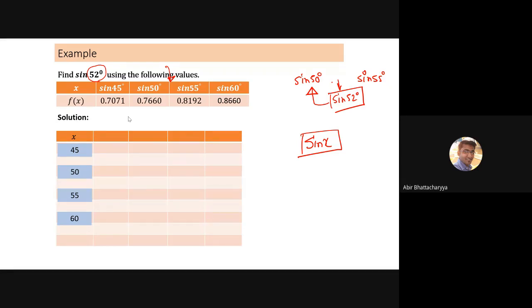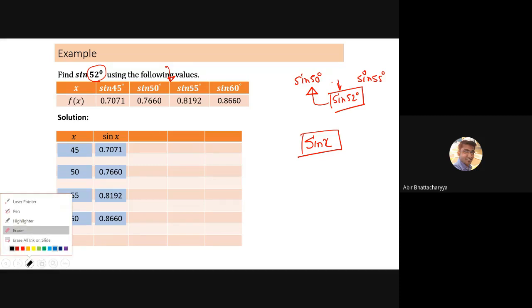All right, so now, what are the y values? Look at this, now it's quite clear and transparent. Sine x is the y value. So this is your y values, and the second column is giving you the y values.